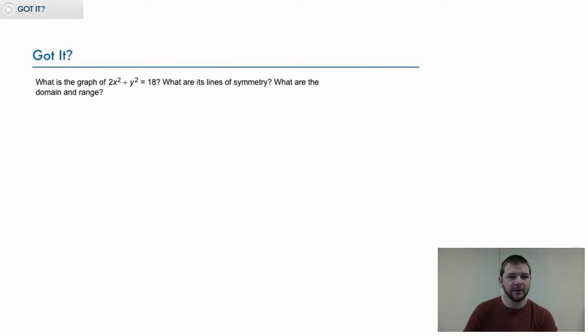And a chance to show that you have got it. What is the graph of 2x squared plus y squared equals 18? What are its lines of symmetry? What are the domain and range?